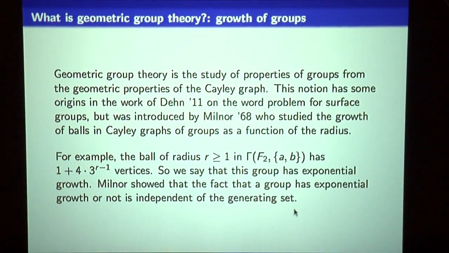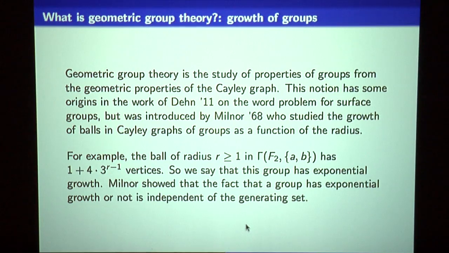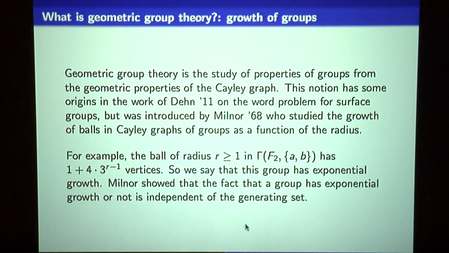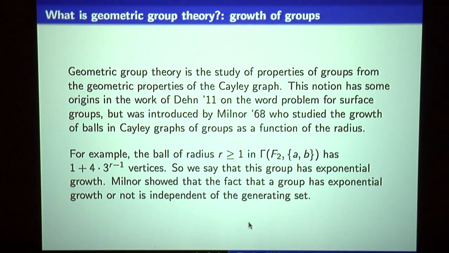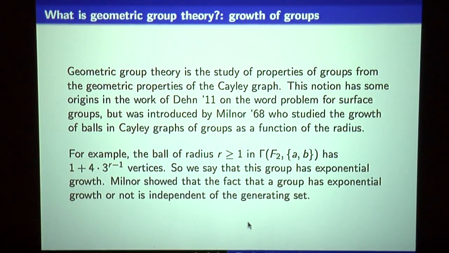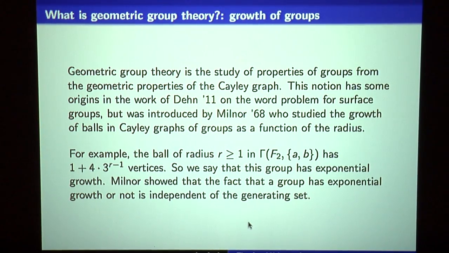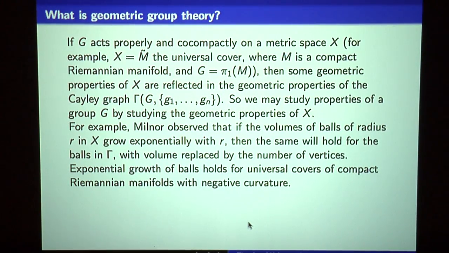So we say that this group has exponential growth, and Milnor in his paper proved some other things, but one thing he proved is that if a group has exponential growth with respect to one generating set, then it'll have exponential growth with respect to any other generating set. The constant of growth, the base of the exponent, might be different for different generating sets, but the fact that it's exponential is independent of the generating set. He also considered groups of polynomial growth and other concepts.